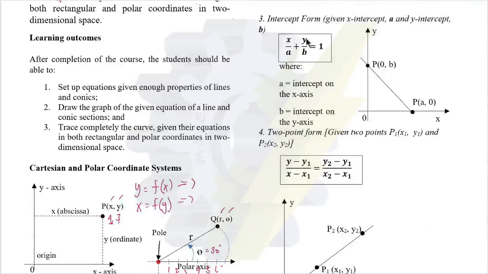Next we have intercept form. Here we have intercepts A and B. A is the x-intercept and the y-intercept is B. We don't put anything here except the intercepts, which means we have given intercepts in the problem.